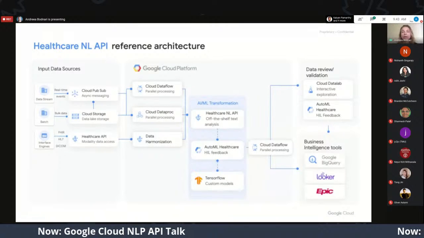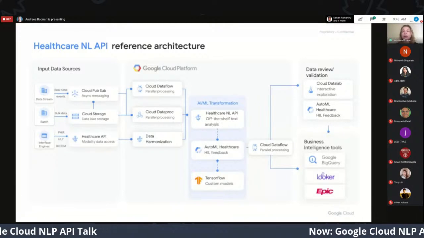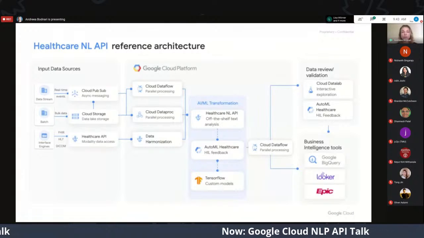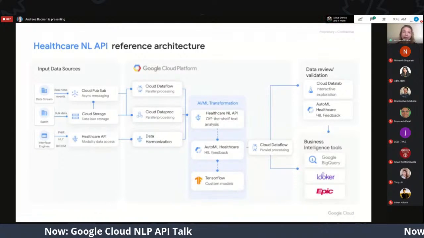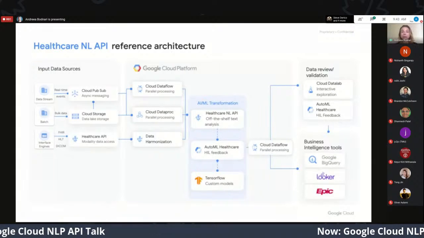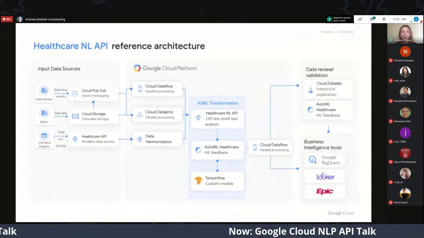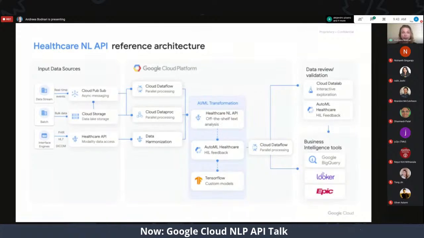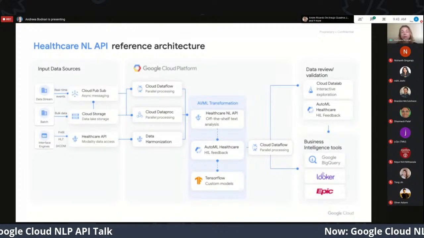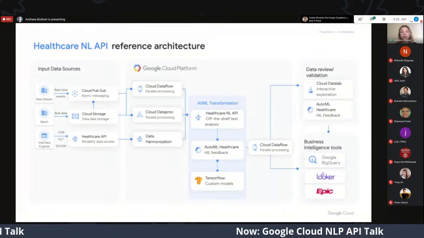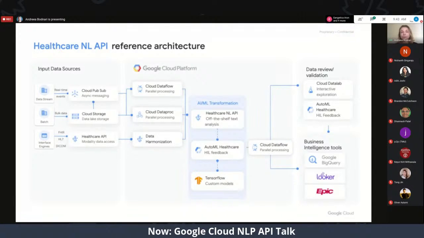I wanted to quickly highlight a reference architecture for the Healthcare Natural Language API that articulates how you can combine the pre-trained models, the Healthcare Natural Language API models, with models that are custom developed on your own data, in order to have this 360 view of the insights in your core data sets.